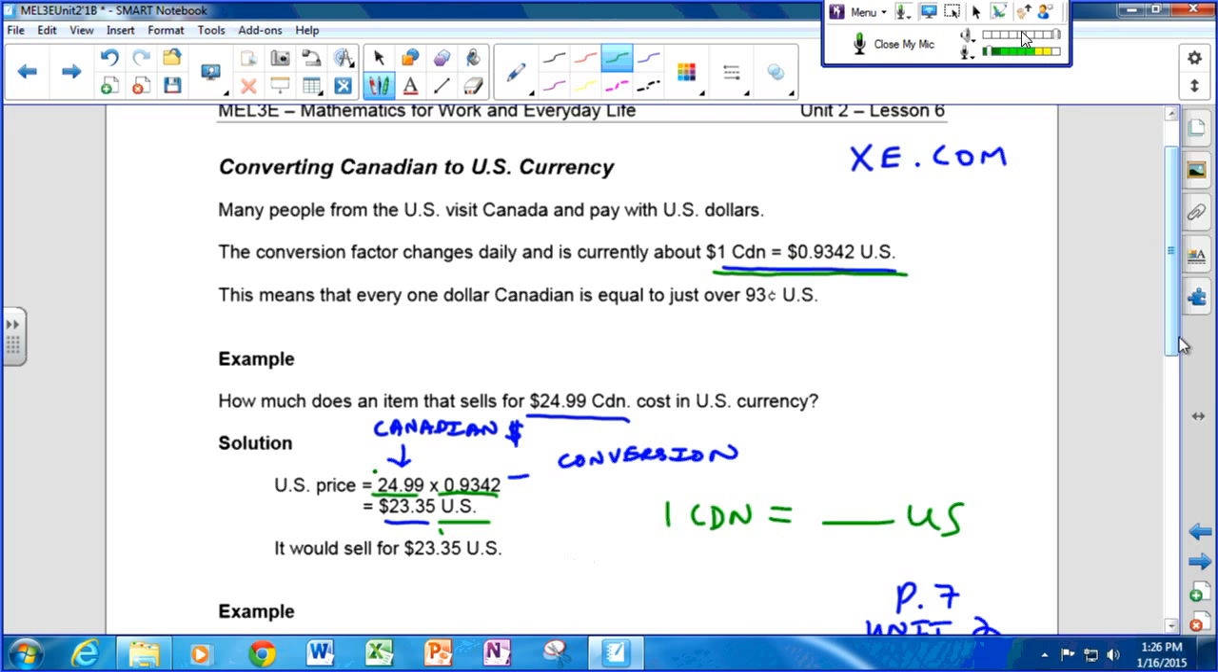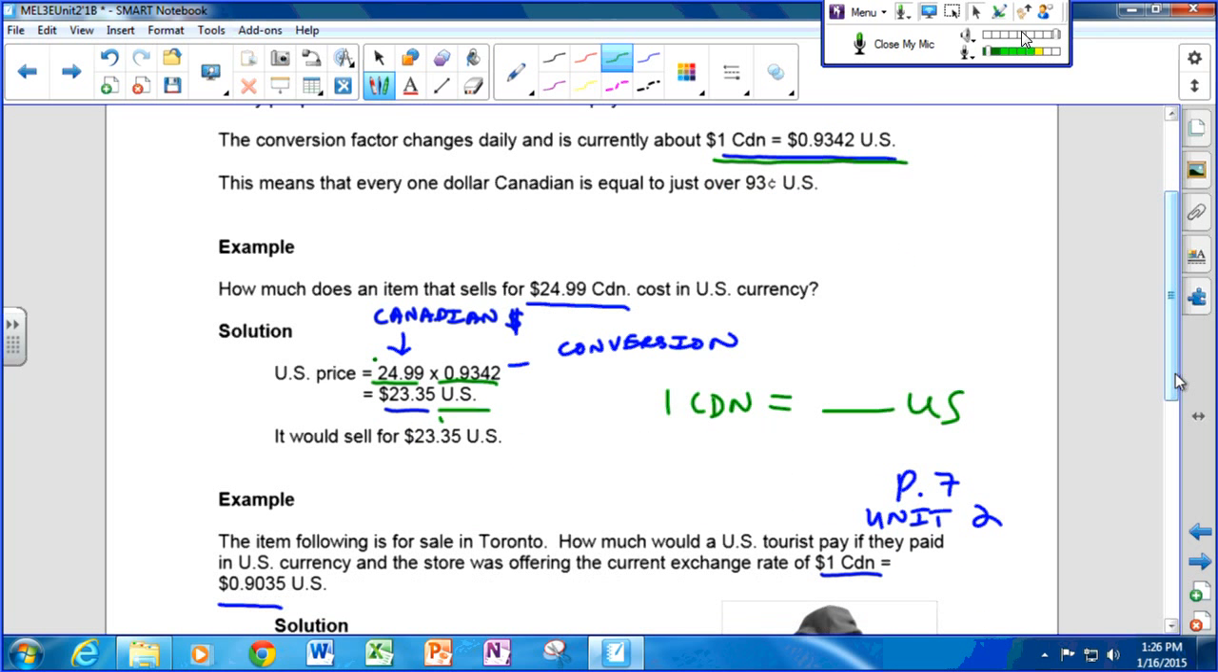So the thing is that you have a certain amount of money in Canadian, right? Okay, so you have X Canadian dollars, right? I guess that was the wrong variable to use. Let me try N, because we're going to need the times sign here.